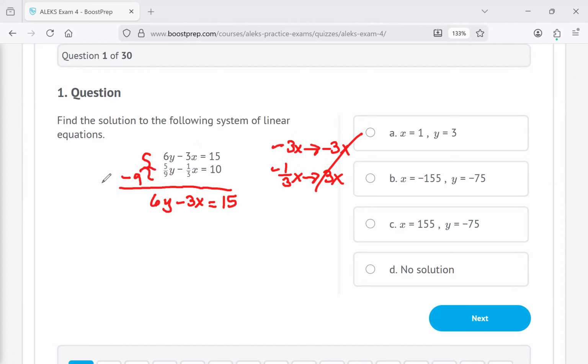What's -9 times positive 5/9 y? If you get confused, write it out. -9 times 5/9 y. The 9's cancel, and you're left with 5 and a y and a negative, so you're left with -5y. Do the same thing here. What's -9 times -1/3 x? Two negatives become a positive, and that turns into a positive 3x. And then what's -9 times 10? -90.